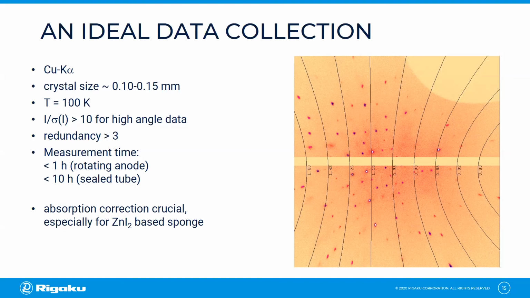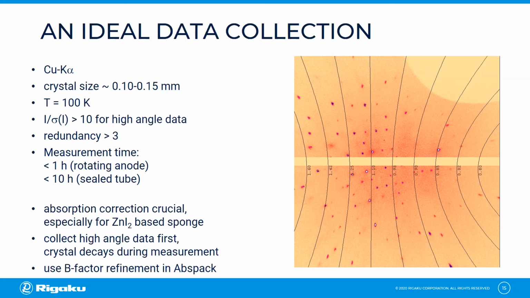Absorption correction of the data set is very crucial, especially for the zinc iodide-based sponges. We recommend to collect the high angle data first, since these MOF crystals degrade during the measurement due to radiation. Because they degrade, it is advisable to do a B-factor refinement in the SCALE3 ABSPACK when scaling your data.